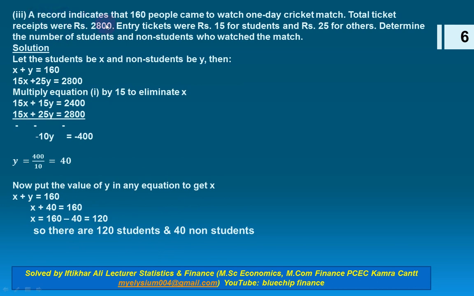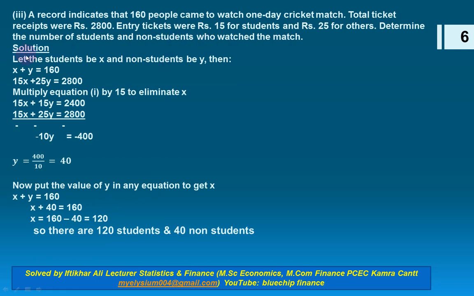Question number 3 is that a record indicates that 160 people came to watch a one-day cricket match. Total ticket receipts were rupees 2800. Entry tickets were rupees 15 for students and rupees 25 for others. Determine the number of students and non-students who watched the match.